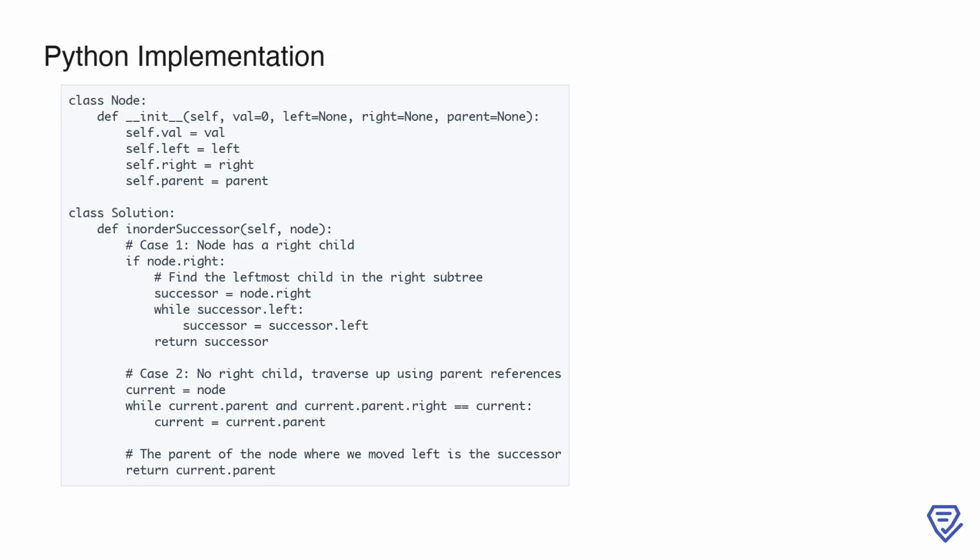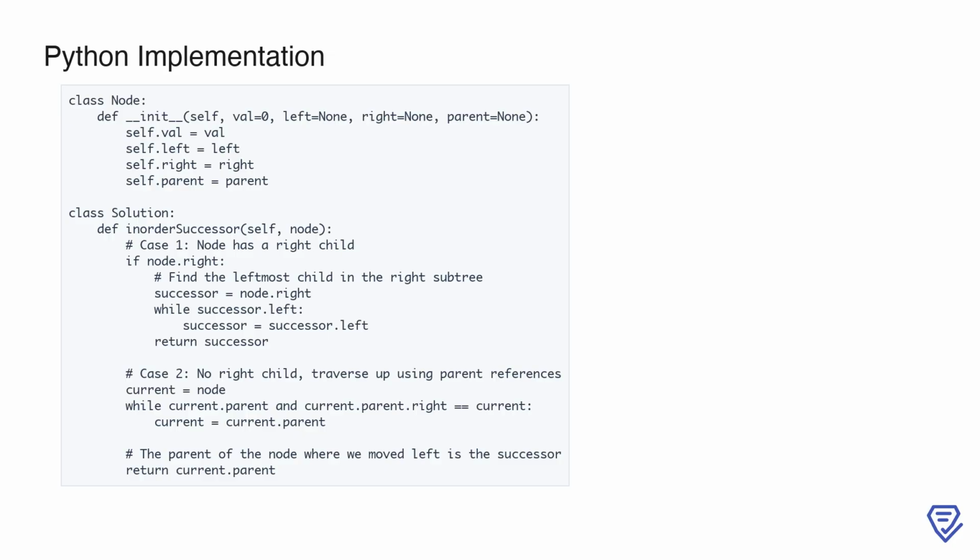Case 2, node does not have a right child. When the node lacks a right child, the successor must be an ancestor. We traverse upwards using the node's parent reference until we find a node that is a left child of its parent. The parent of this node is the successor because, in inorder traversal, the parent would appear immediately after the current node. The algorithm efficiently determines the inorder successor by leveraging the properties of the BST and the parent pointers. The solution handles edge cases, such as when the node is the rightmost node in the tree, where no successor exists, and the function returns None.